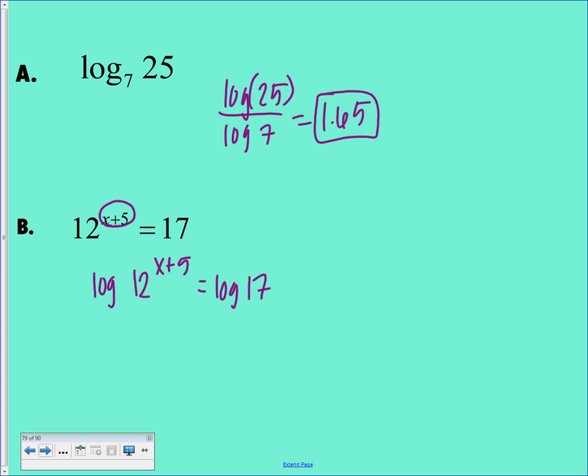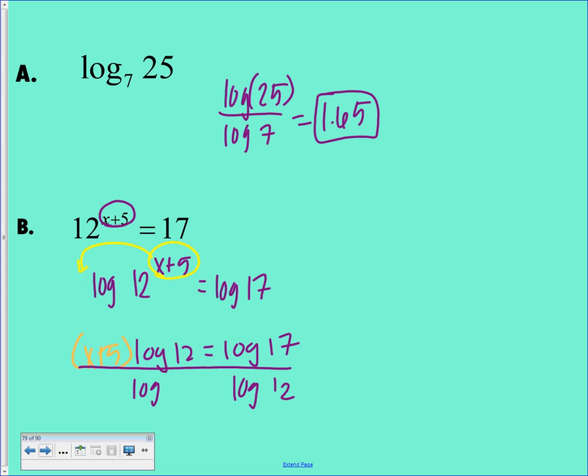Okay, so here's where the power comes in. Yesterday, when we were taking coefficients, we took a coefficient and we moved it to the exponent. Well, we can use that same property and take this exponent and move it down out front. So same property brings that down. So when we bring that down, that now says x plus 5 times the log of 12 equals the log of 17. Well, that's pretty awesome because now we have a quantity times the log. If I'm trying to solve for x, I can divide each side by the log of 12.